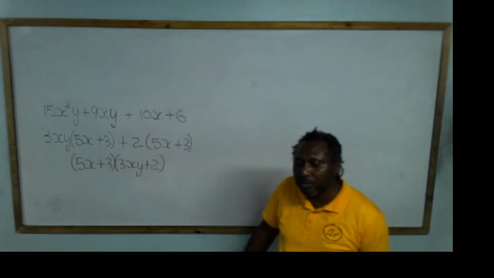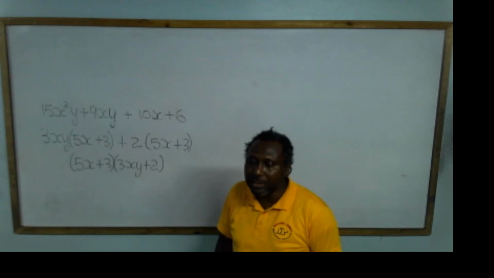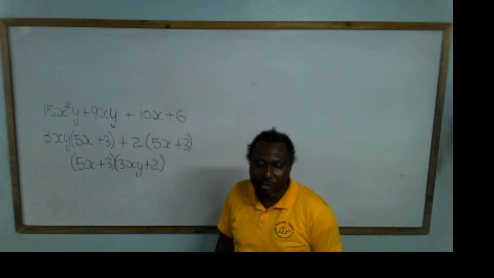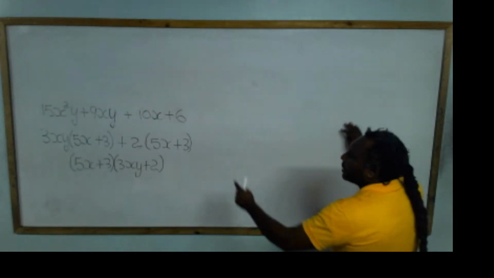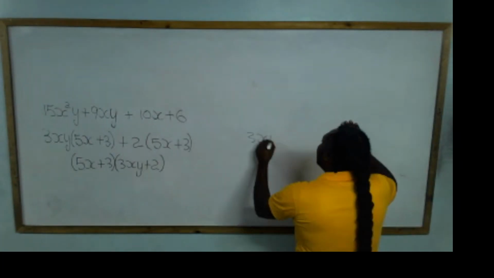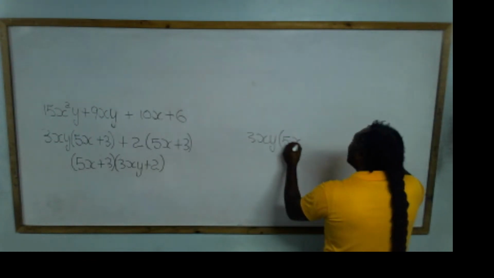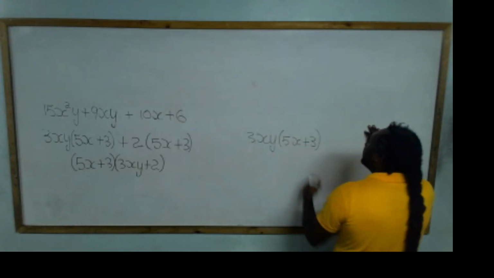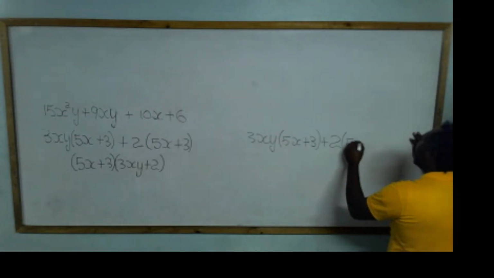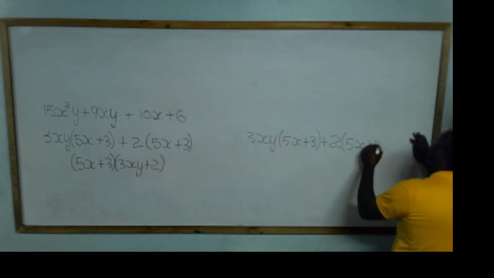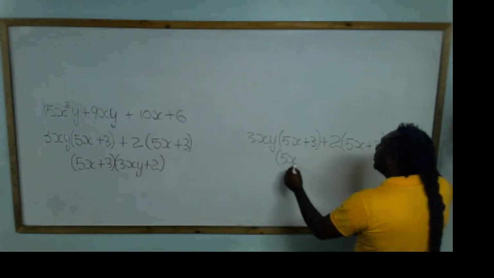But how does that work? Because you're told that factorization has a particular order. And we will go straight ahead and look at that order. Let's take a look. 3xy times 5x plus 3, plus 2 times 5x plus 3. So what do we say? We will have a 5x plus 3 right there.